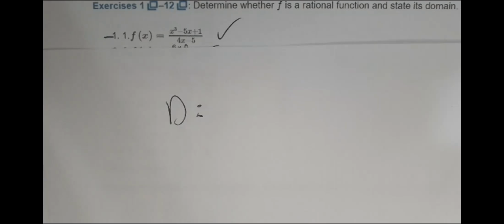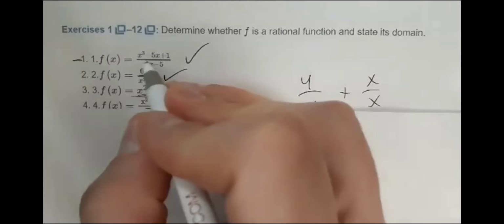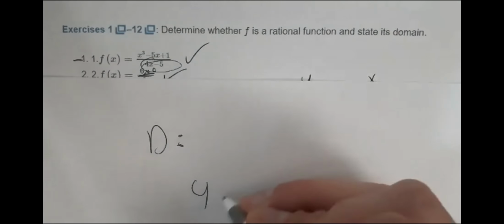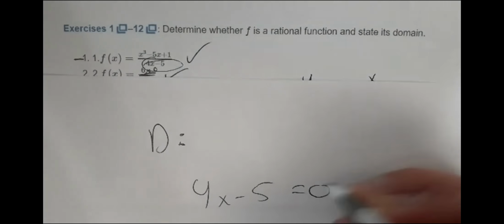Take the expression in the denominator and set it equal to 0. So we're taking the denominator and setting it equal to 0. We want to know what's going to make this denominator equal to 0. So what makes 4x minus 5 equal to 0?